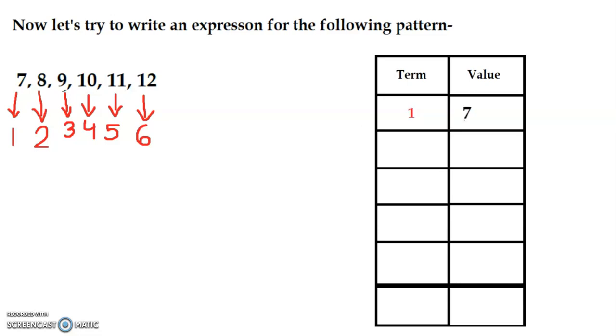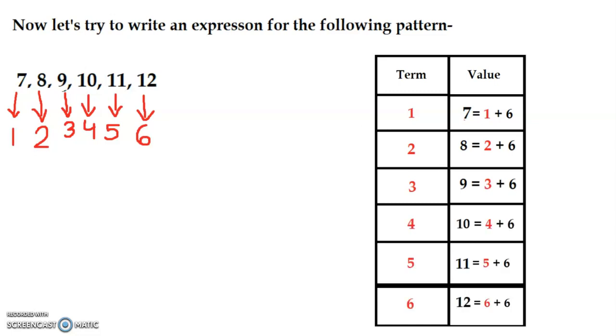For term 1, the value is 7, which can be written as 1 plus 6. For term 2, the value is 8, which can be written as 2 plus 6. The value for term number 3 is 9, which can be written as 3 plus 6, and so on. Now again, we can identify the pattern in the values here.